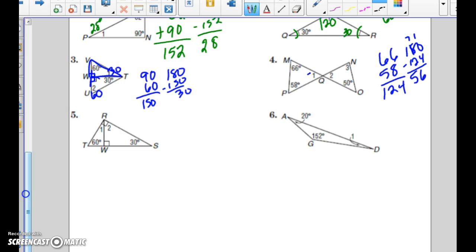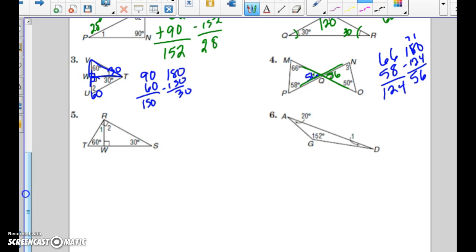56. So that means this one right here is 56. And the 2 is 56 too. Why? Because they're vertical angles. So going back to old vocabulary, now I have these vertical angles right here. They make the X. So that means angle 2 is also 56.